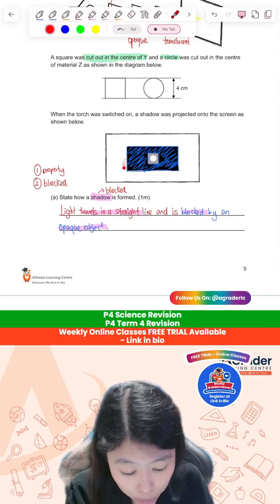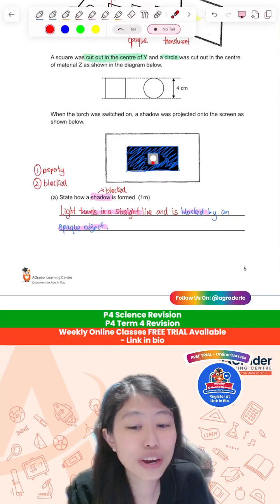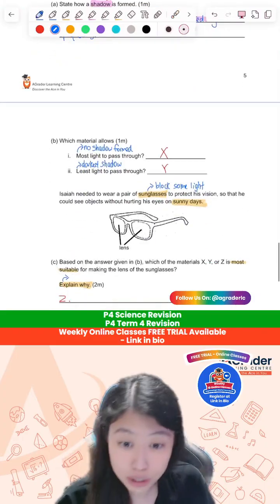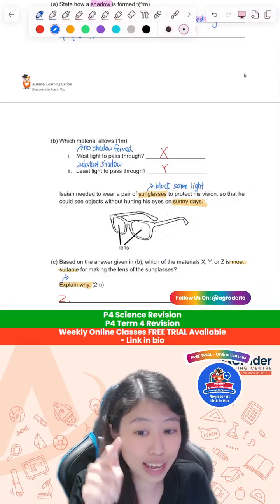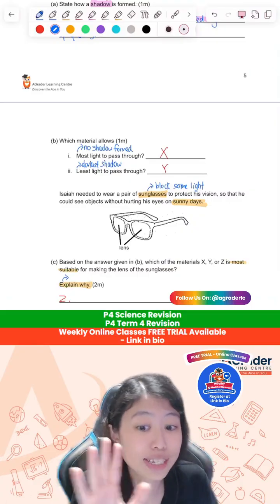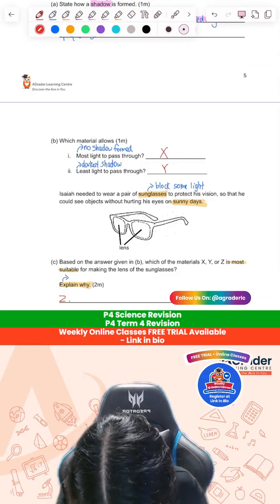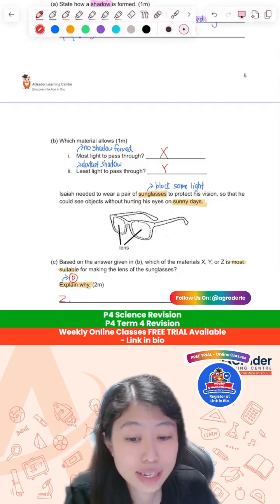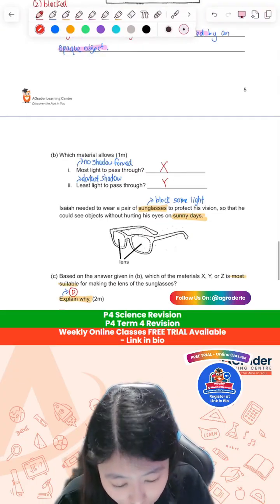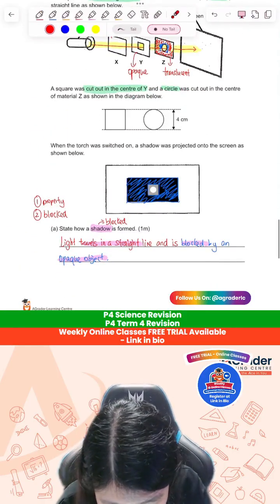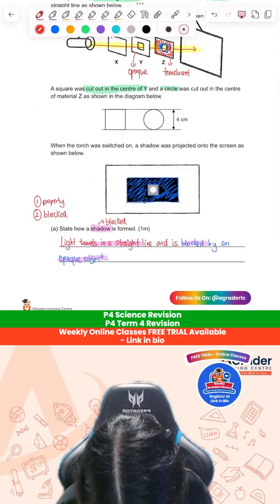The results are provided for us. A diagram is provided for us. So we use the three-step answering technique. DSL, or if your school uses CER, it's fine, it's the same thing. So, describe. Firstly, describe. Why do you choose Z? Describe what is the result of Z. Z forms what kind of shadow?